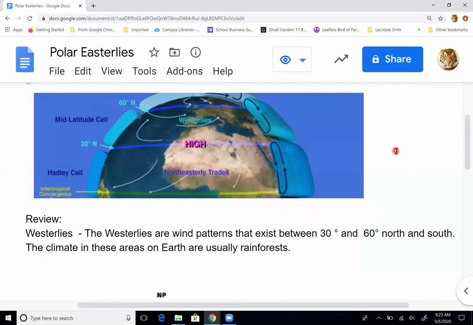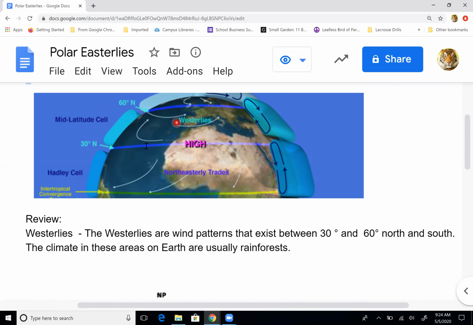We learned about the westerlies, which are wind patterns that occur between 30 degrees and 60 degrees north and south. These wind patterns pick up moisture along the way from 60 to 30, and then dump it around 60 degrees.